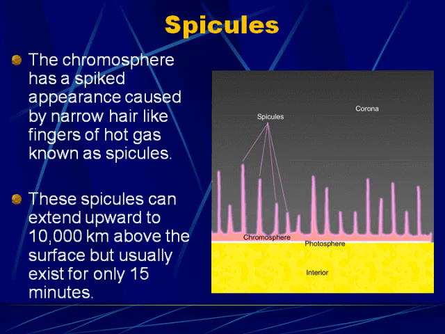A schematic of the cross-section right here, showing, first of all, the photosphere, the lowest part, then the chromosphere, shows that the chromosphere actually reaches up into the corona with these finger-like projections. They're called spicules, and they go up a very significant distance above the surface. Like the granules, they're actually temporary in terms of their structure. They last for only about 15 minutes.